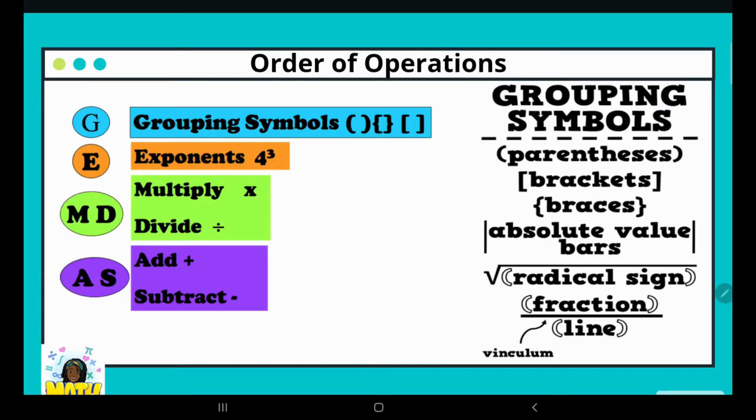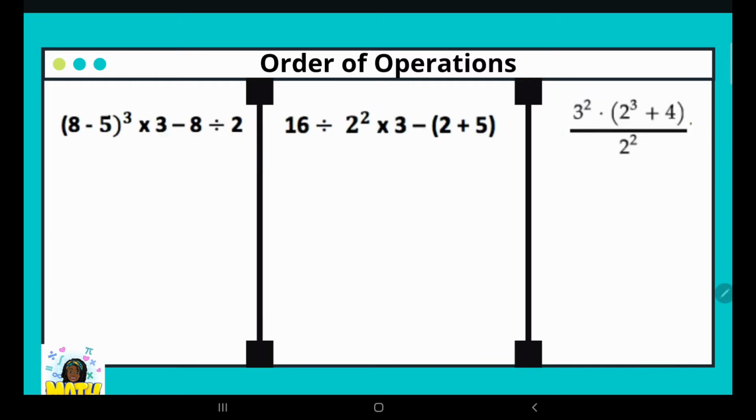So just a quick review, we are using GEMDAS, which stands for grouping symbols first, then exponents, multiply and divide from left to right, add and subtract from left to right. And then here are a few examples of our grouping symbols, right? It's not just limited to parentheses, and that's the reason why we're using GEMDAS, because we have brackets, braces, absolute value bars, radical sign, and fraction line. All right, so here are some examples.